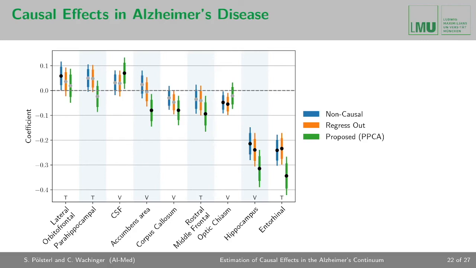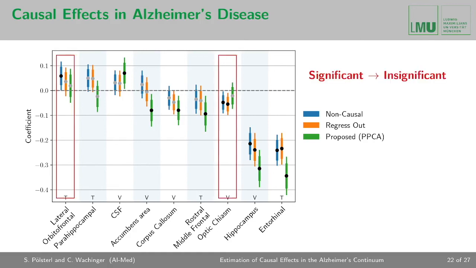If the dot is above the dashed 0 line, an increase in volume or thickness contributes to cognitive decline. If the dot is below the dashed line, an increase in volume or thickness contributes to improved cognition. The type of measurement is indicated at the bottom. Thickness measures are marked with a T and volume measurements with a V.